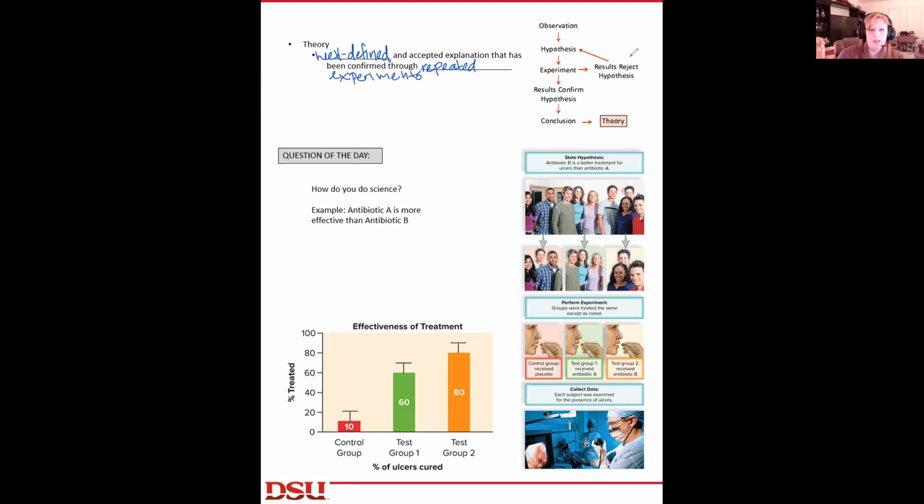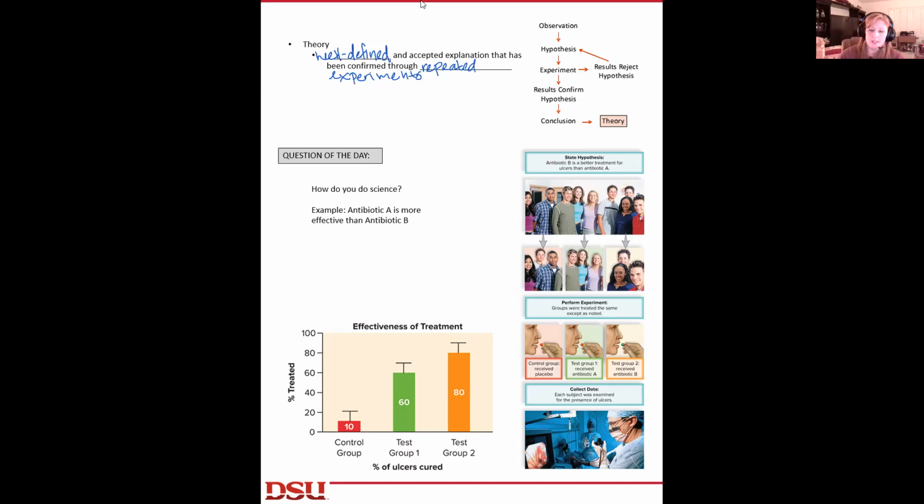So if you think about some theories, including the Big Bang theory, how the universe essentially was created, and evolution, those things are theories. They're very well defined, meaning they have specific steps that go along with it that make logical sense. And then repeated experiments have been unable to prove it wrong.